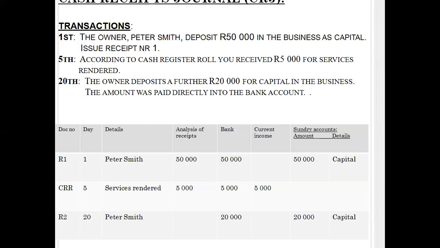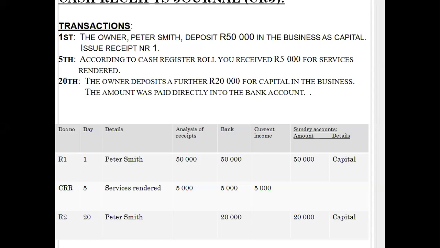Before we look at how you're going to enter it, let's again look at the transaction and see the information that we have. So we have the date, the 1st. We have the name of a person for details, Peter Smith. We know the amount is 50,000. What is the transaction all about? It's about capital. And we've got the source document, it's receipt number 1. Right, so now let's see how it was entered.